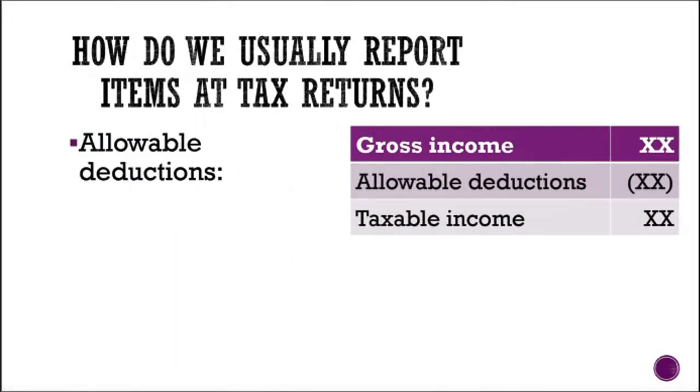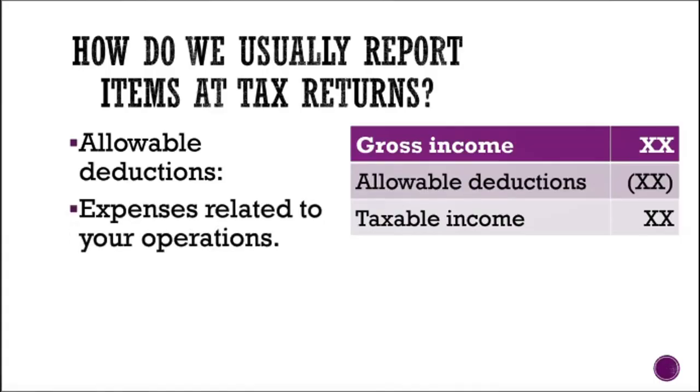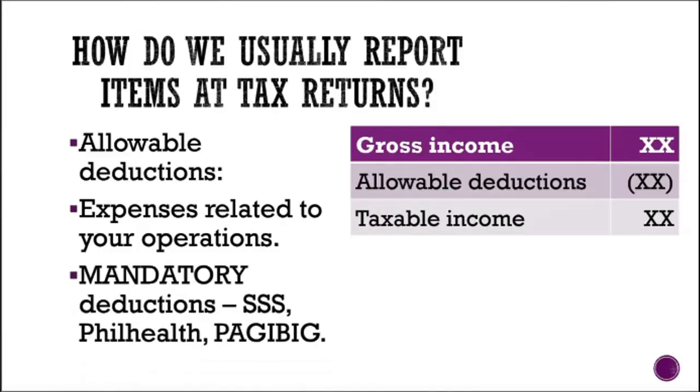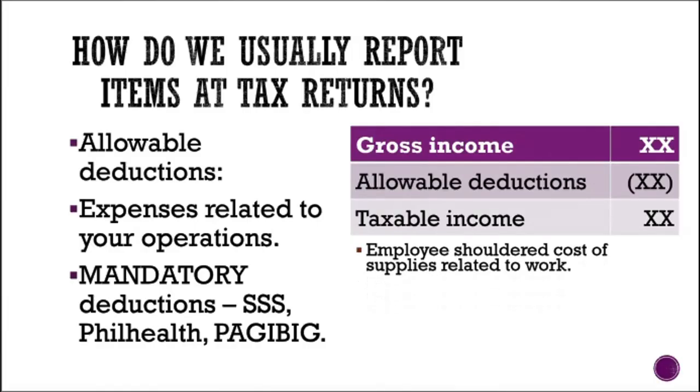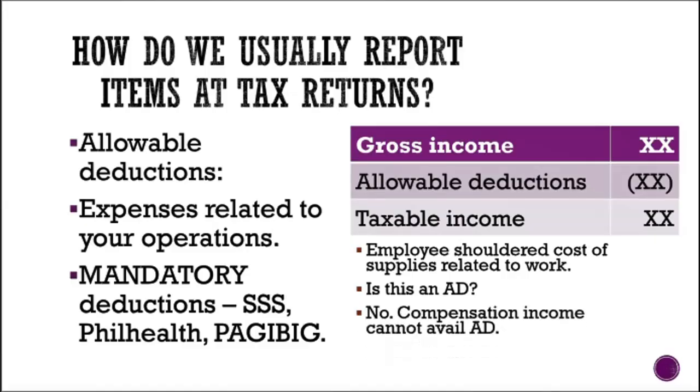Now, as I mentioned a while ago, yung mga allowable deductions natin should be related to your operations. Ngunit apart from the usual operating expenses natin, nasasabay din dito yung mga mandatory deductions or contributions ng mga employers sa kanilang empleyado tulad ng SSS, PhilHealth, at Pag-ibig. Now, what if yung empleyado shouldered the cost of the supplies related to the work? Would this be considered as an allowable deduction pagdating sa income tax return ng ating empleyado? The answer is no. Kasi yung mga compensation income earners cannot necessarily avail allowable deductions.